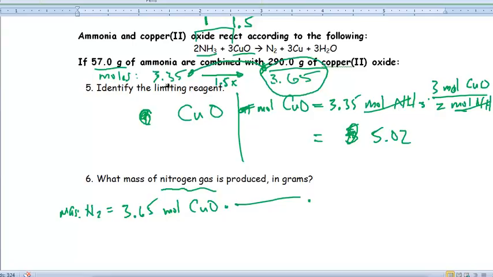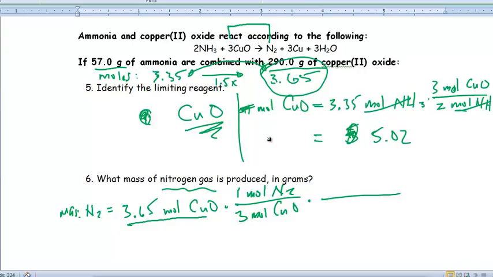So now we're ready for the mole to mole ratio. And for this, the two mole numbers that we're connecting here are moles of copper 2 oxide, that's our limiting reagent, to the moles of nitrogen. So there's 1 mole for the nitrogen and 3 moles for the copper 2 oxide, because it takes 3 moles of copper oxide to form 1 mole of nitrogen, and then we do have to convert that number of moles of nitrogen to the mass of nitrogen. So that's the setup, and when you do the arithmetic, you get 34.0 grams of nitrogen.